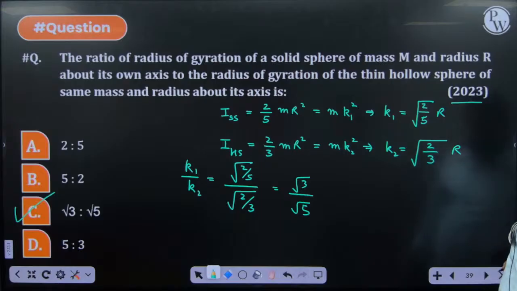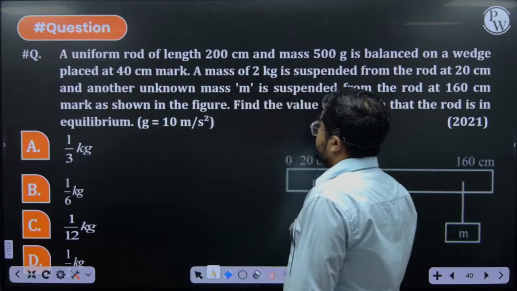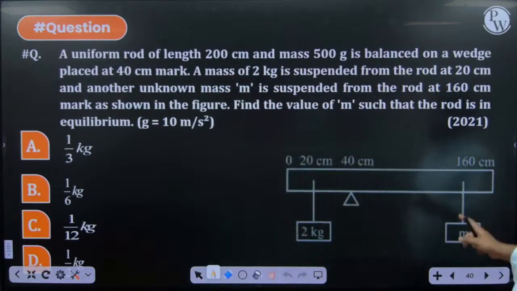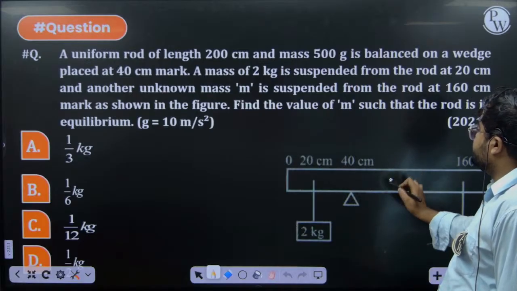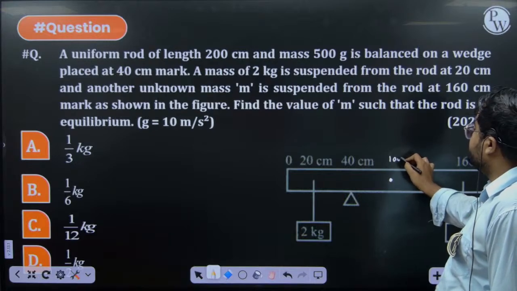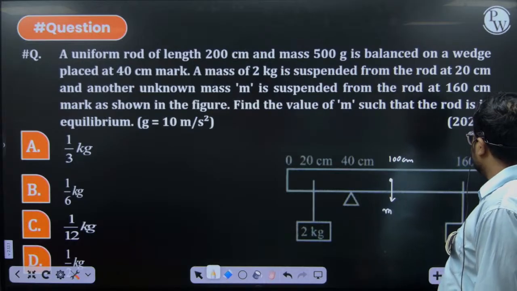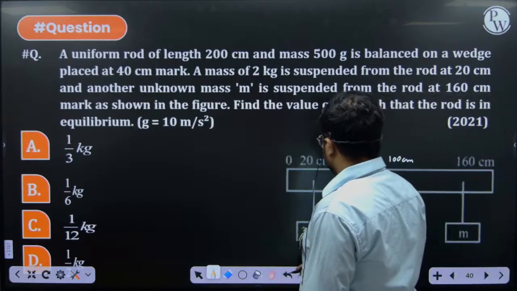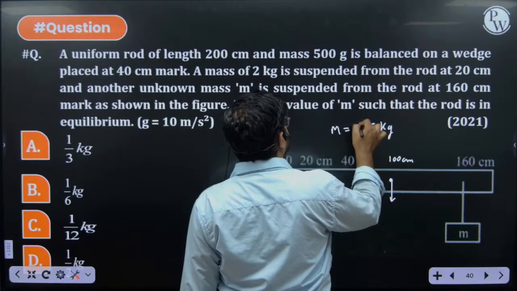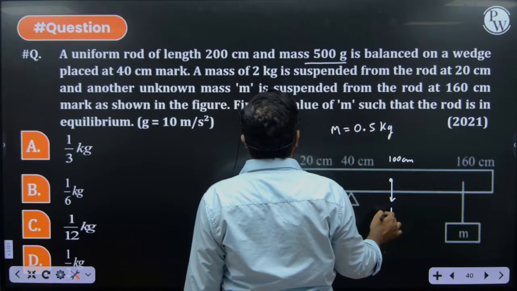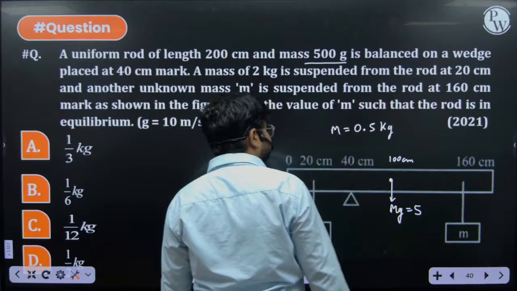Moving to the next question. So in this question, a rod is there and it has length 200 centimeters. So its center of mass is here, at 100 centimeter mark, and mg shall act from here. Let's not call it mg because m is used here. So its mass is 0.5 kg. If you see, it's given here. So mg, g is 10, so mg will become 5.